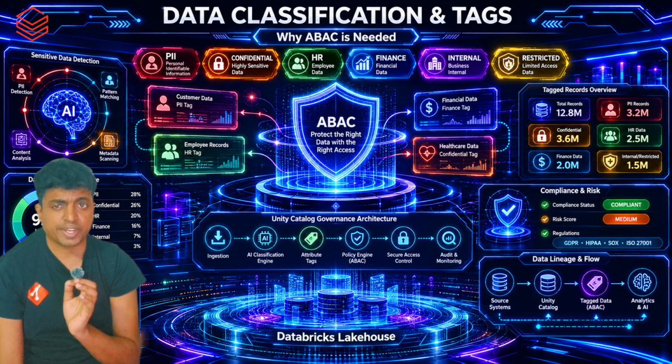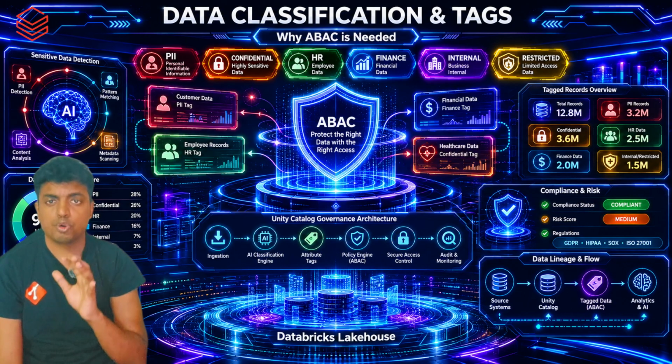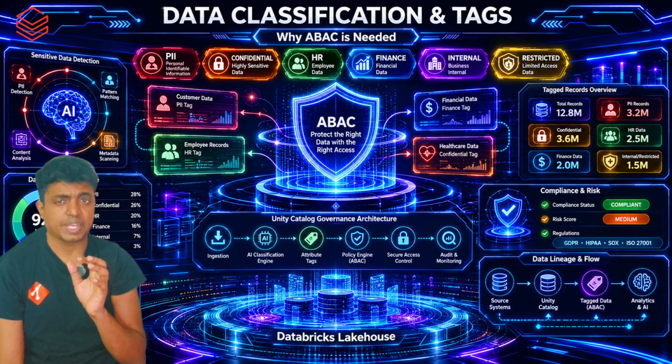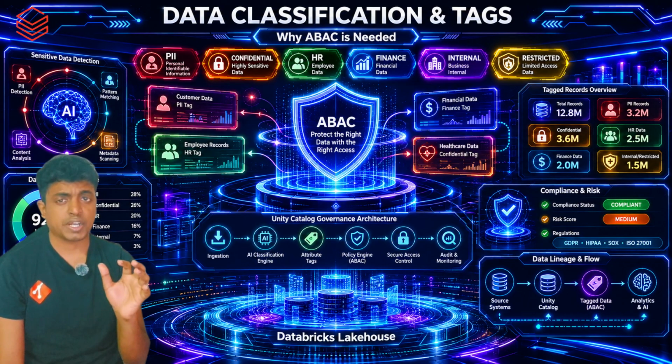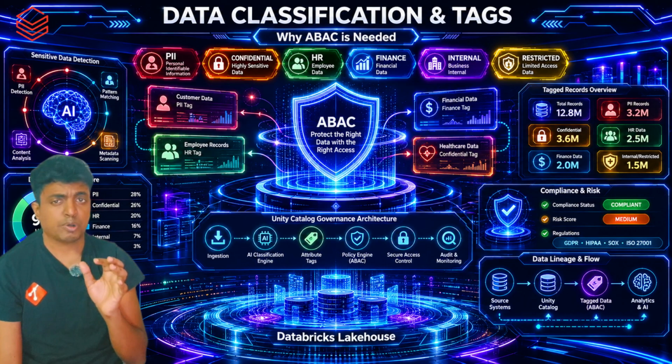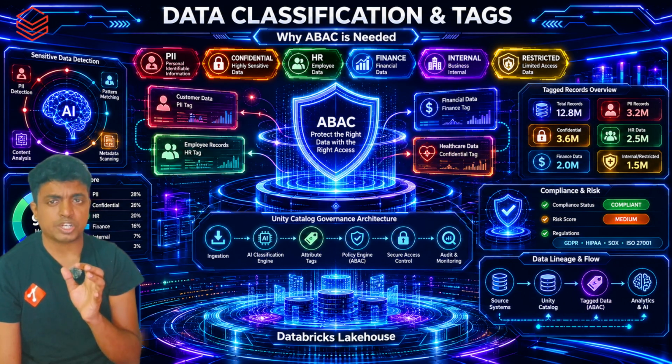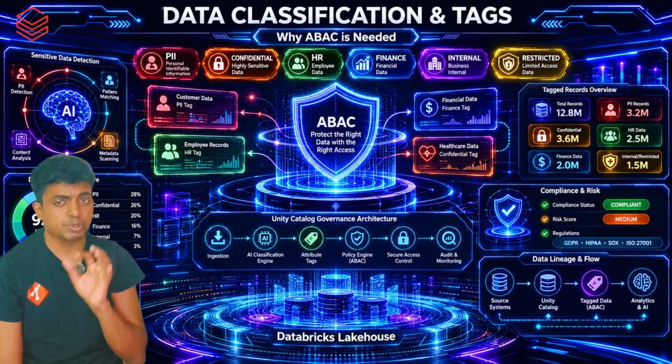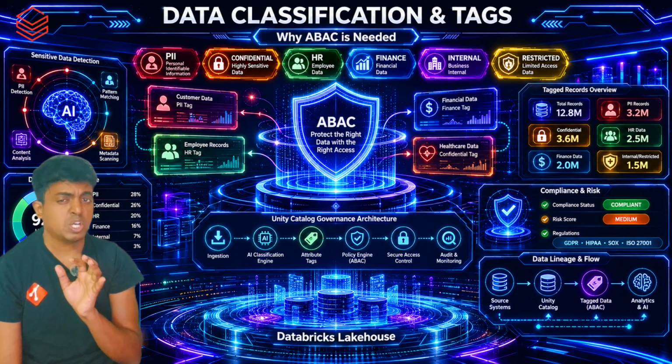Data classification. Before we can secure data, we first need to understand what type of data we have. Not all data is created equal. For example, phone number, email addresses, and date of birth are considered personal identifiable information, or PII. Employee records belong to HR data. Salary information belongs to finance data. Healthcare records are highly confidential, and organizations also have internal business information that should only be visible to authorized users. The first step is to classify the data based on sensitivity and business purpose.